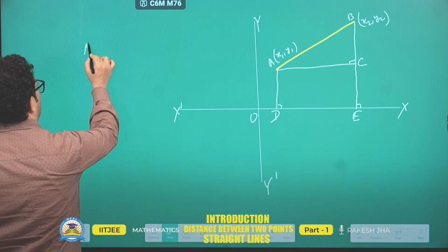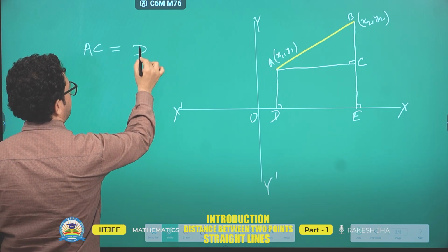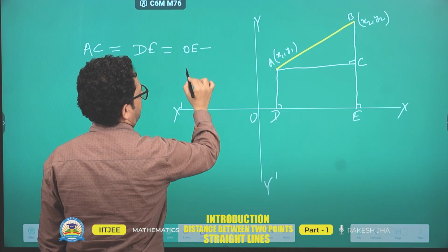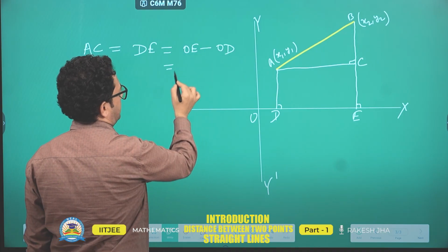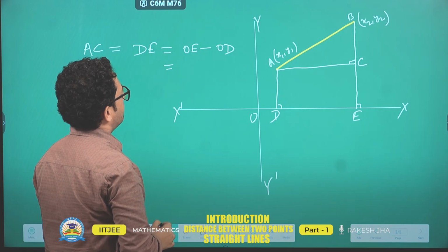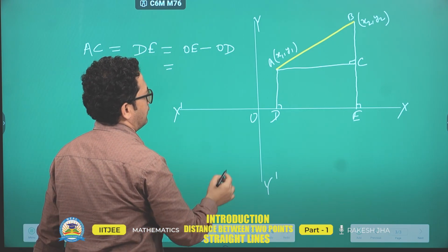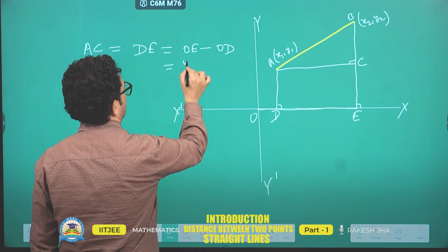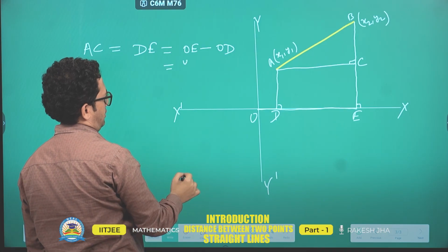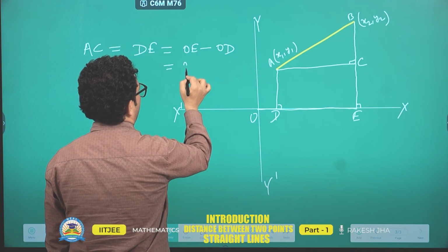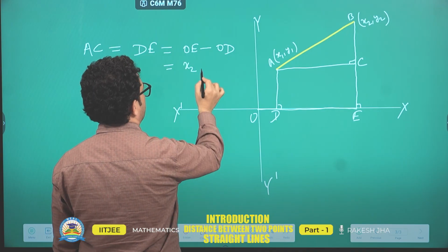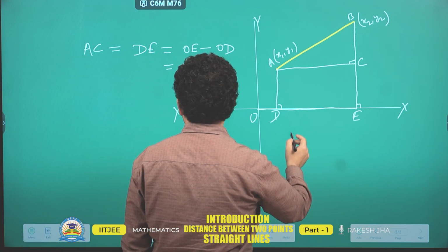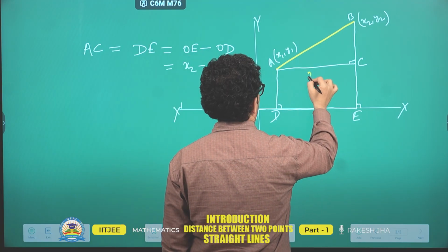So AC is nothing but DE, and DE can be written as OE minus OD. Perfect. So OE is nothing but the distance from here to here, and this is Y2. This would be X2 basically, because it is on the x-axis. So it would be X2 minus X1. So literally the length AC is X2 minus X1.